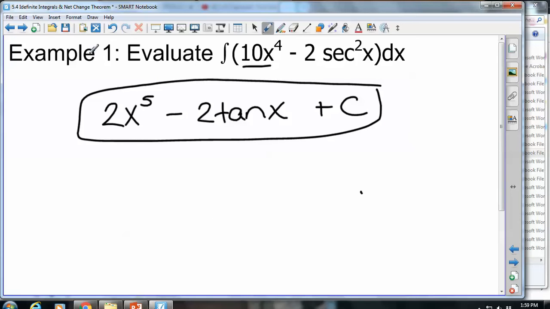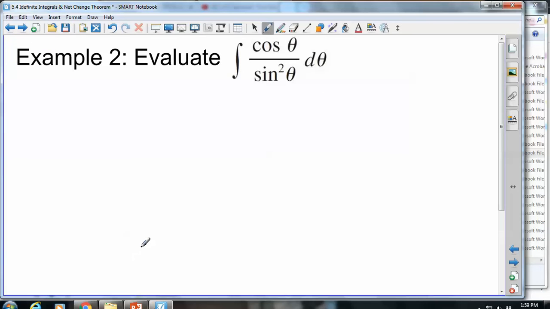Let's try one a little more complicated than we've done before. I have told you if it is a product or quotient, you can't just do the antiderivative of each piece. Because we know if we have a quotient, when we do the derivative, we have to do the full quotient rule. So it doesn't work that nice.